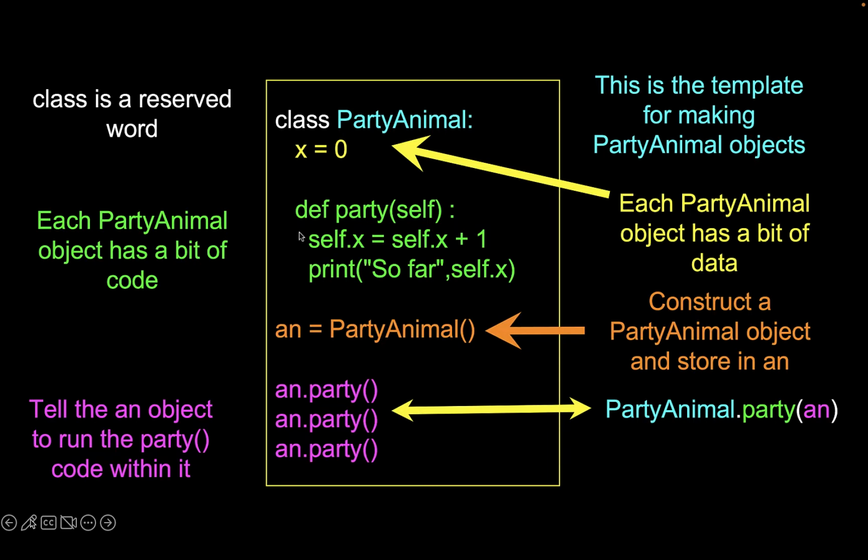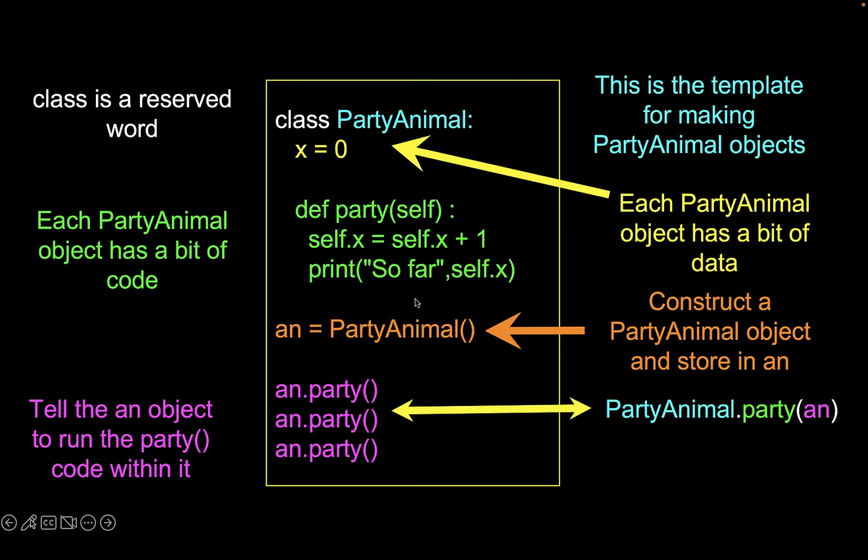So then how do you refer to the X that's the instance variable for this instance? Well, you refer to it as self.x. So if we want to, when we party, increment this X by 1, well, we can do it by saying self.x gets assigned self.x plus 1. And then if we wanted to print the current value, we could print so far self.x. So this is a typical method.